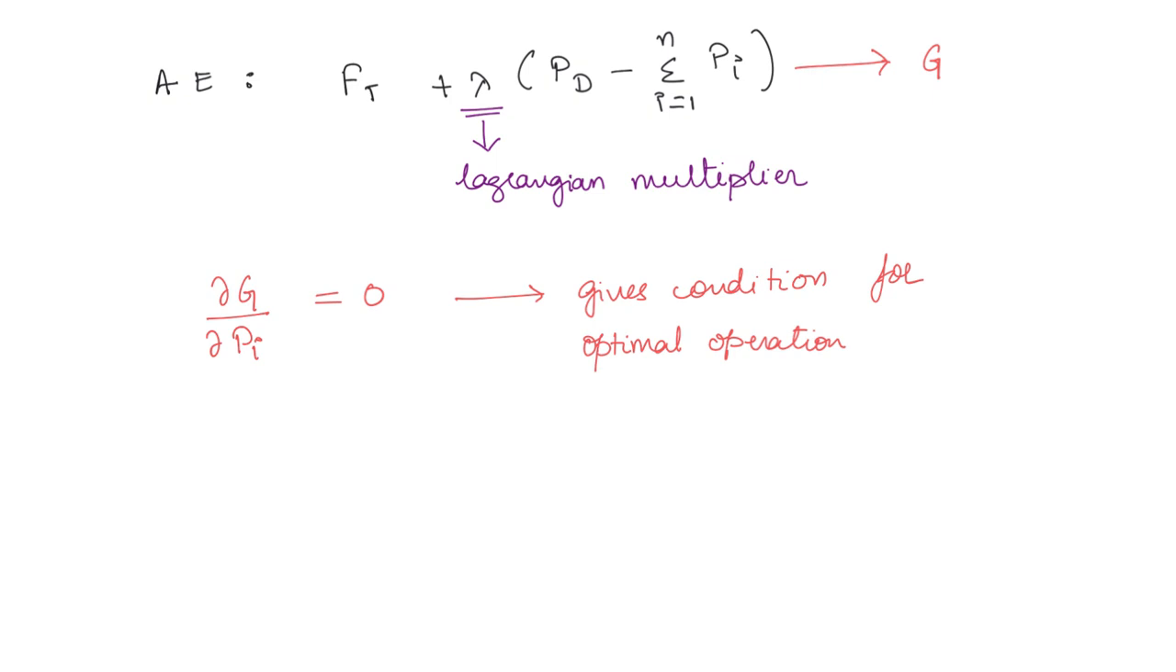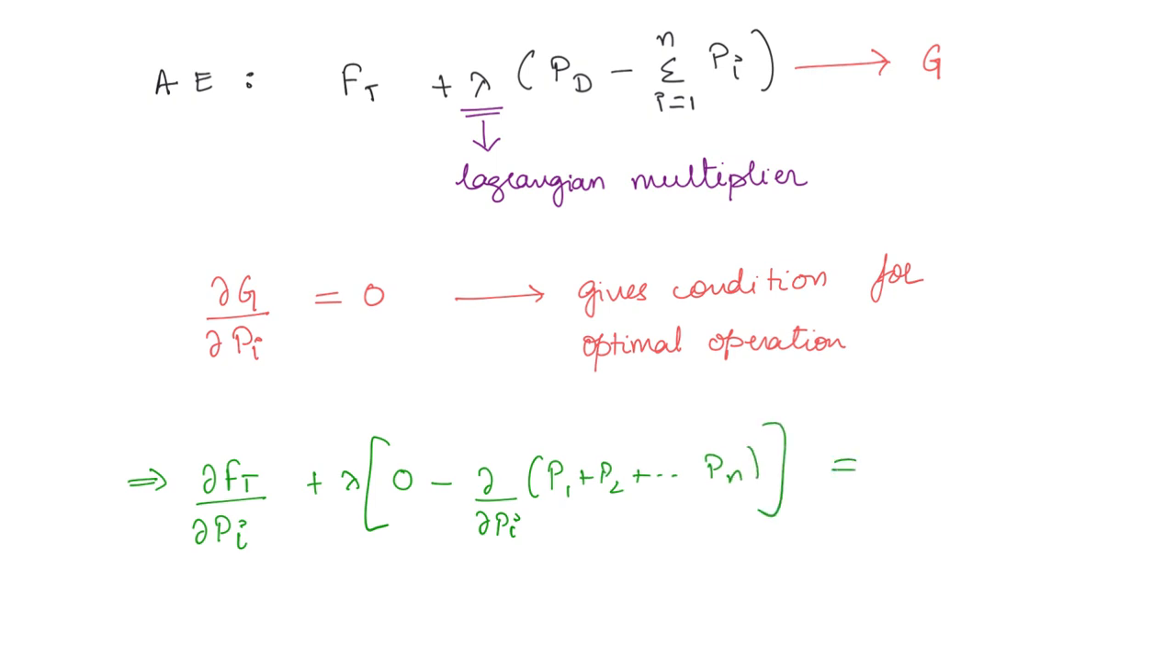So now we will do this partial differentiation, right? Because we are differentiating only with respect to the ith power. Dou Ft by dou Pi plus lambda times Pd, which is the total load demand. This is going to be constant, right? We know what load we require. So 0 minus dou by dou Pi of P1 plus P2 plus so on till Pn. So this is equal to 0.